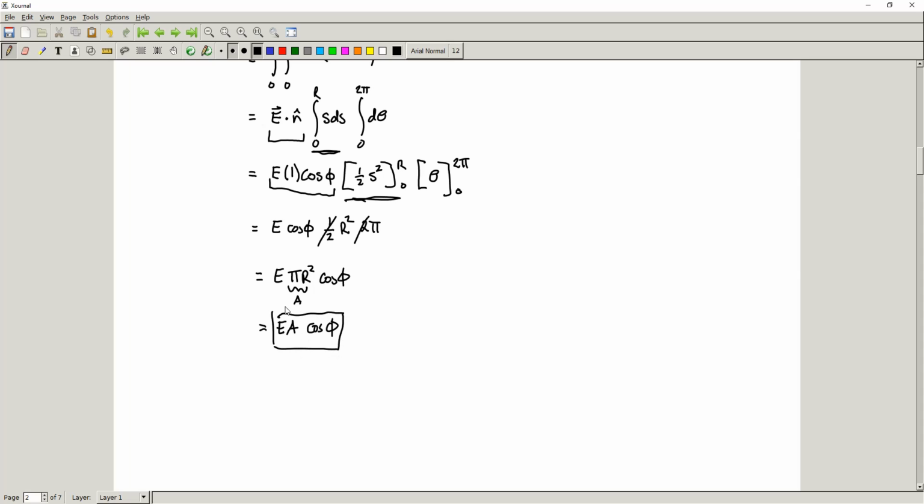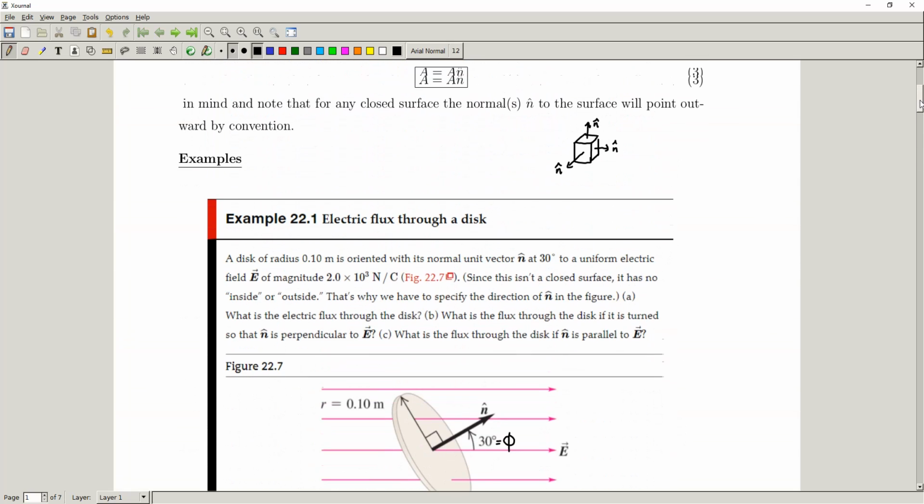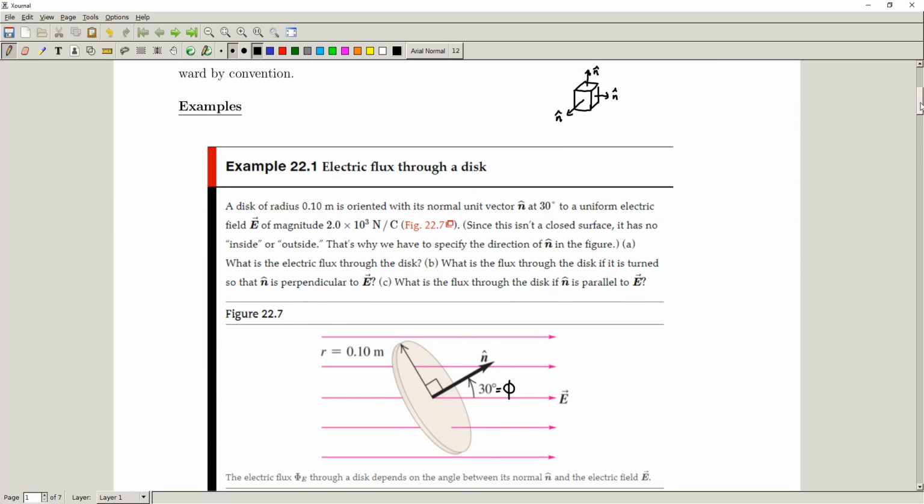And again, we can substitute in for any value of E. The electric field could change, and we could find whatever that value of E is, whatever our A is, which we know is just pi r squared, so we could change the radius of our disk, and we can change our angle phi, the sort of facing of that disk, and get whatever answers we want, right? So that was 22.1, sorry, from the text.